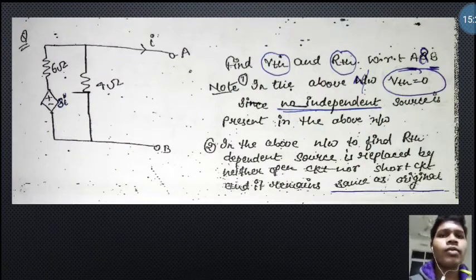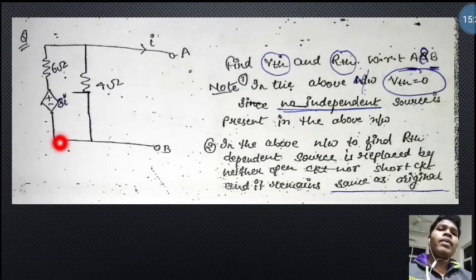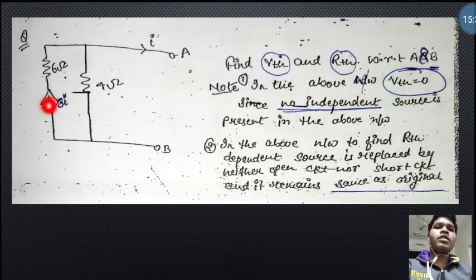Now come to another question. There is a dependent voltage source given. It is a voltage source with current control, because 3I is given, and this is a 6 ohm resistance with a 4 ohm resistance connected in parallel with that dependent source.